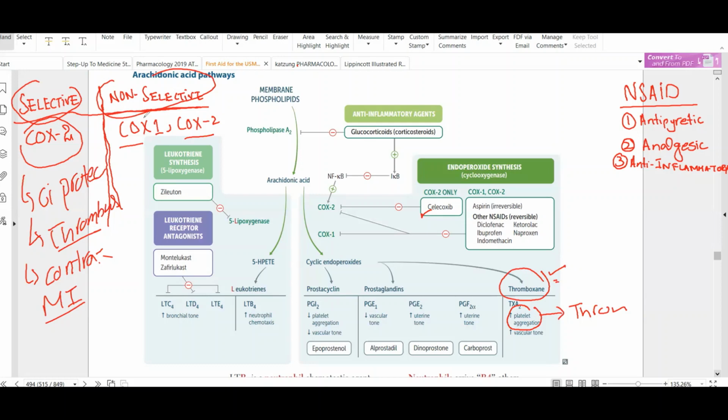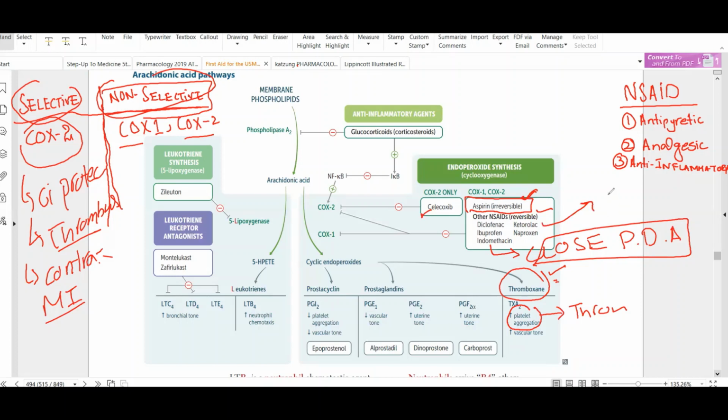Next, the non-selective NSAIDs. Aspirin is a unique NSAID because it inhibits COX-1 and COX-2 irreversibly, while other NSAIDs inhibit COX-1 and COX-2 reversibly. This is a unique property of aspirin. The other NSAIDs are diclofenac, ibuprofen, and indomethacin. Indomethacin is used to close patent ductus arteriosus (PDA). So it's important and high-yield. And ketorolac is available in parenteral form. So this is basically the overview of the classification of the NSAIDs.